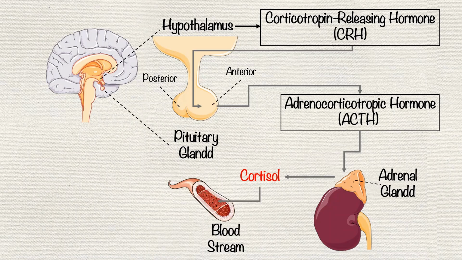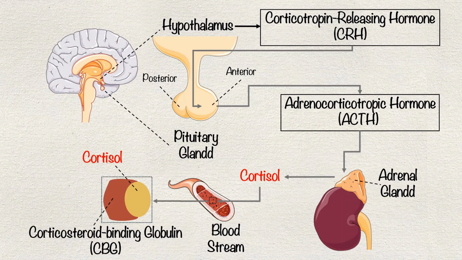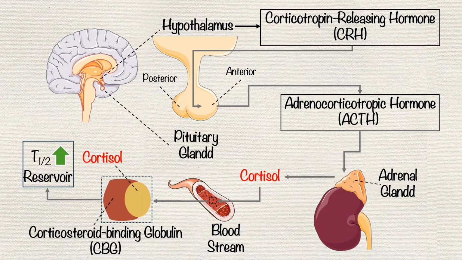Cortisol circulates in the bloodstream, bound to plasma proteins, mainly corticosteroid-binding globulin, CBG. This binding prolongs cortisol's half-life and provides a reservoir of the hormone. Only the unbound or free cortisol is biologically active.